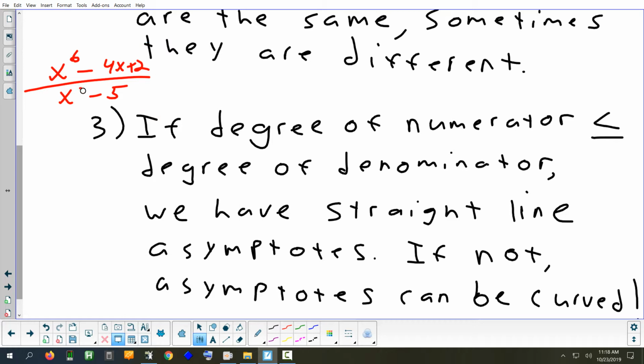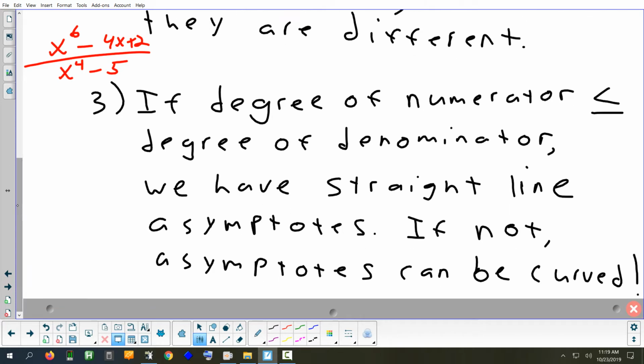Now, if I did something like this, the degree in the top is 6, degree in the bottom is 4. That's a difference of 2. You're going to have a quadratic asymptote, okay, degree 2. So the further apart these exponents get, the worse it is. You're never going to have ones that are more than 2 apart. Okay, quadratic is the worst one that we're going to do.